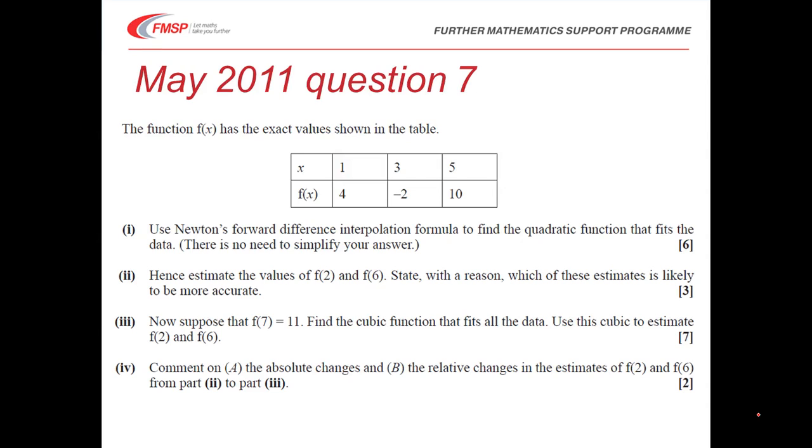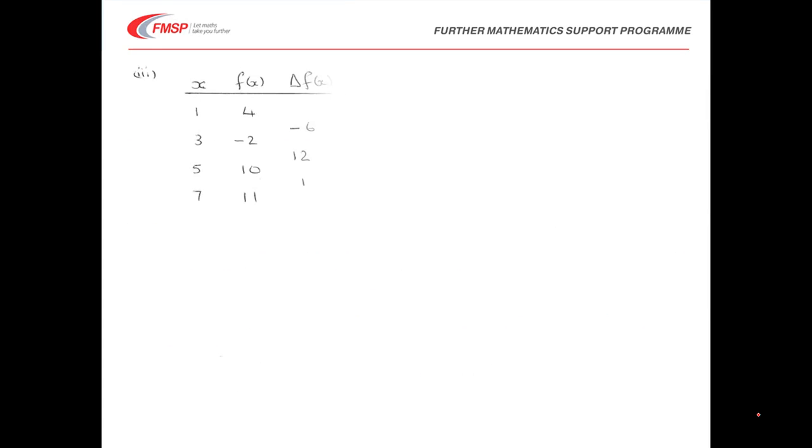Okay, so part 3. We now have to find a cubic that fits it, given that we now know when x is 7, y is 11, or f(x) is 11. And then we've got to estimate f2 and f6 again. So if I increase the table, I get a negative 29 for the third difference. And I'll be doing that on the table that I've already created.